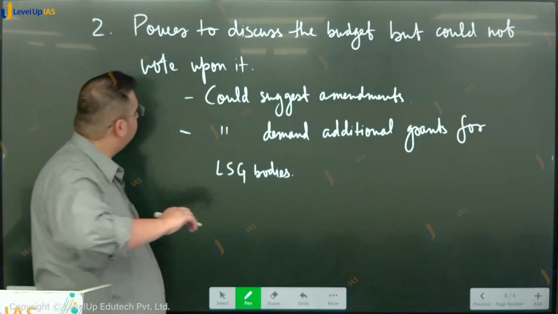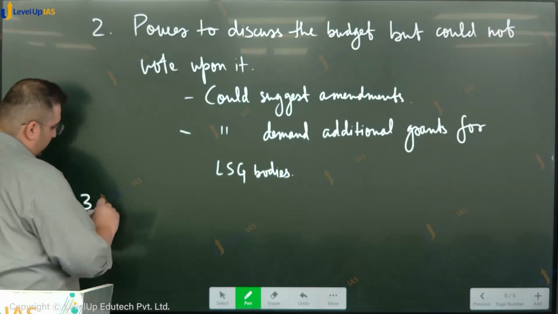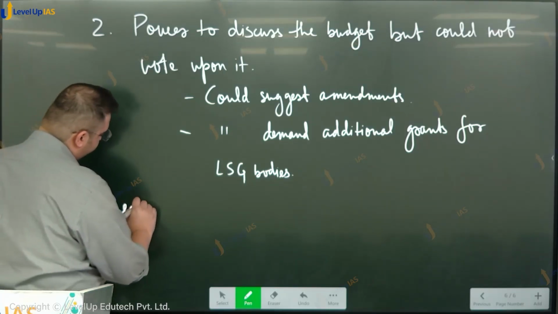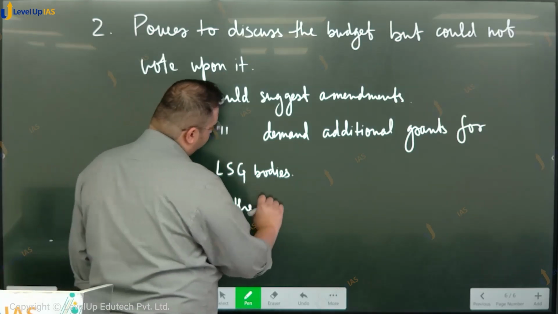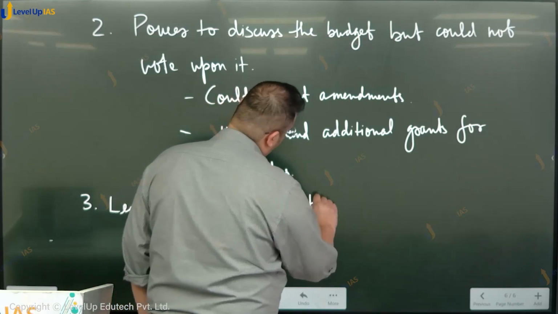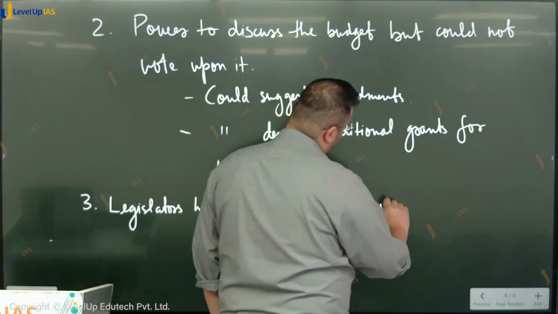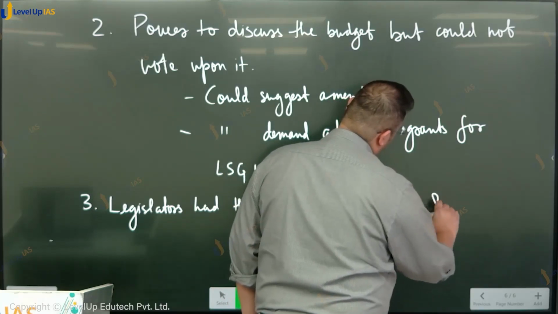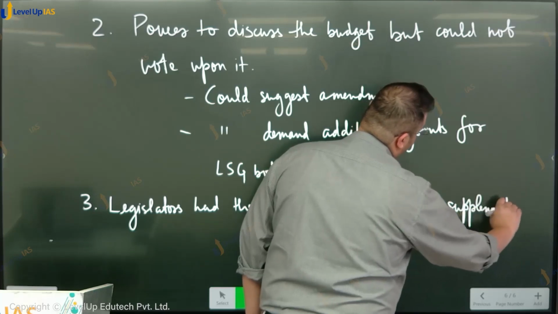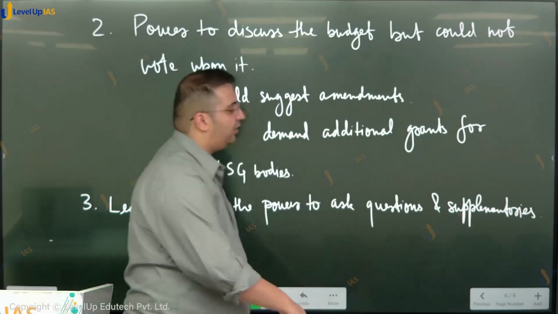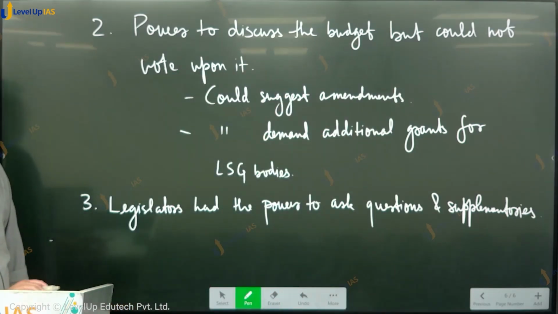Third right, legislators had the power to ask questions and supplementary questions on matters of public importance.